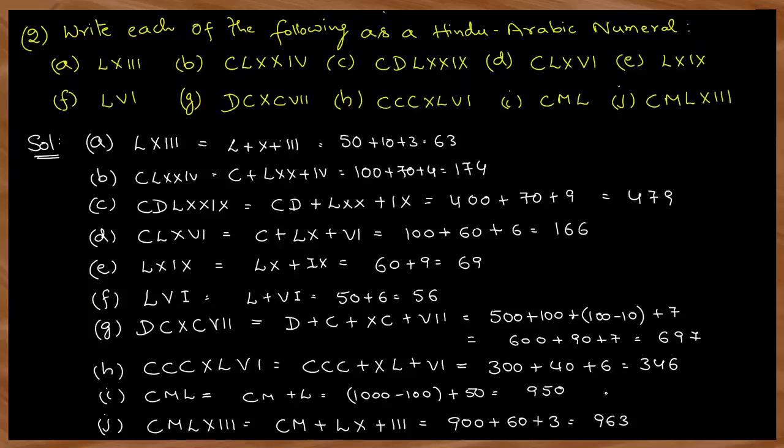Next, write each of the following as a Hindu Arabic numeral, the reverse conversion. Okay. So now you know LXIII. How can you write this? First split into three numbers like this. 50 plus 10 plus 3, which is 63. So whatever small numbers are written just after the bigger number, you have to add them. This is a small rule, you know that. So this is 63.